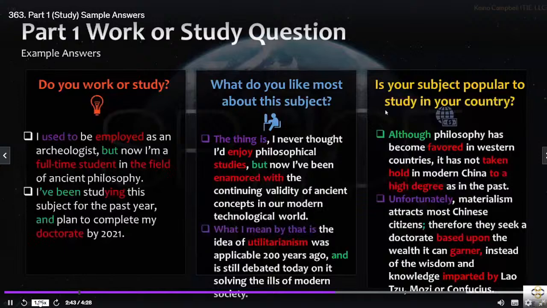And our final question, is your subject popular to study in your country? Although philosophy has become favored in Western countries, it has not taken hold in modern China to a high degree as in the past. Unfortunately, materialism attracts most Chinese citizens. Therefore, they seek a doctorate based upon the wealth it can garner instead of the wisdom and knowledge imparted by Lao Tzu, Mozi, or Confucius.